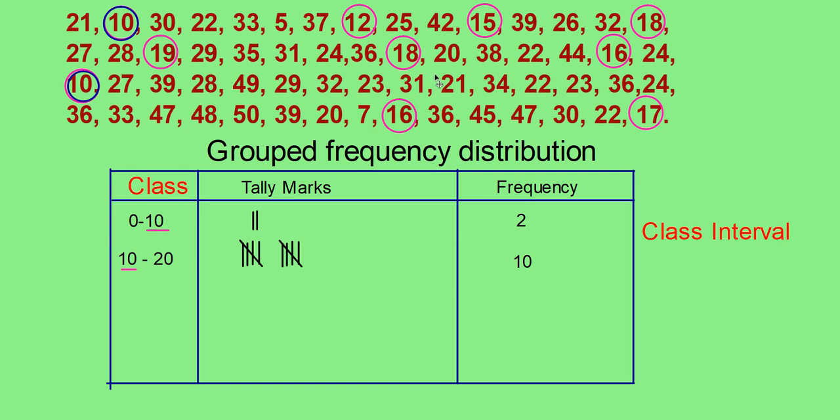So where will 20 be included? 20 also occurs 2 times. So in which class will it belong, 10 to 20 or 20 to 30? Obviously it belongs to 20 to 30.